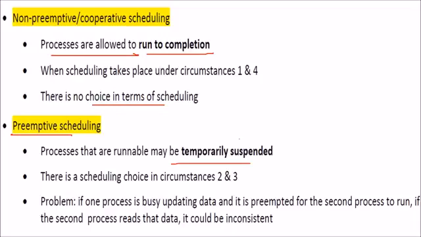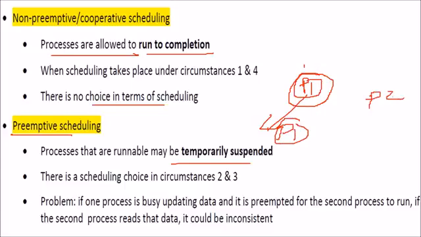But what problem can arise? If you have a process P1 here, which is updating its data and you have just preempted it, P1 comes out from the CPU. Now you put P2 inside. So now P2 has taken the place of P1.